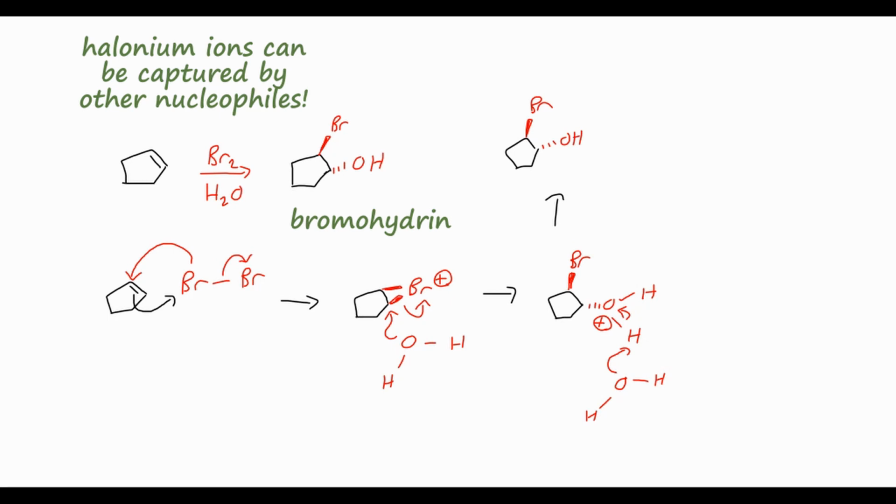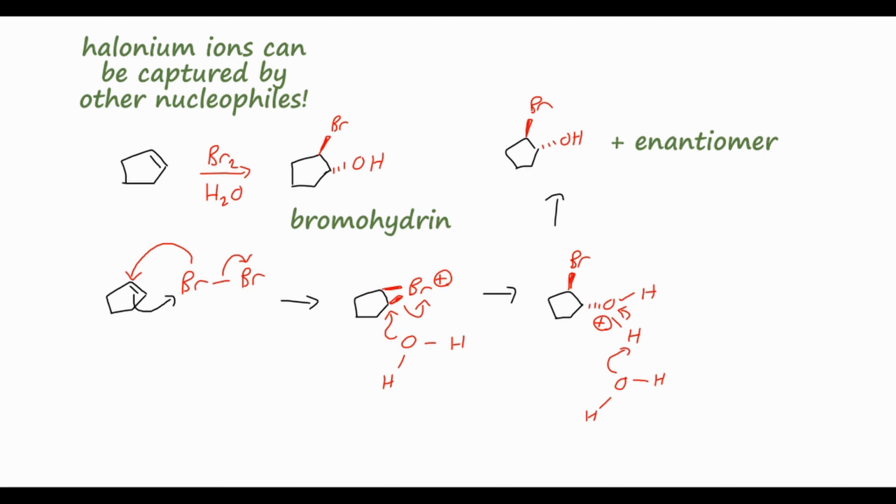And if you're extra astute, you'll notice that we'll also form the enantiomer of this, because upon formation of that bromonium ion, it could be on either side of the alkene, so that means that we could form either enantiomer, and we will form a racemic mixture of both in this reaction.